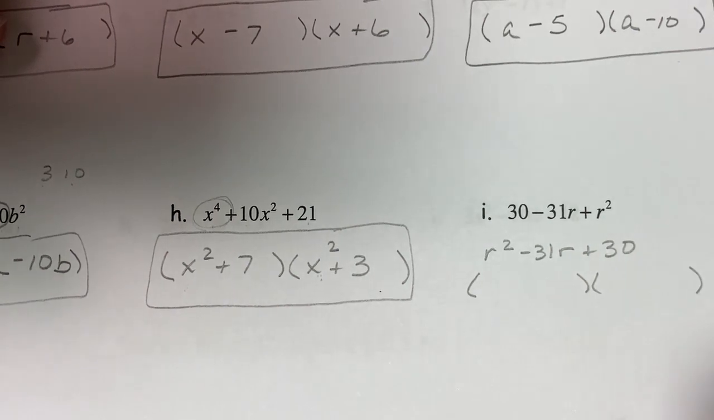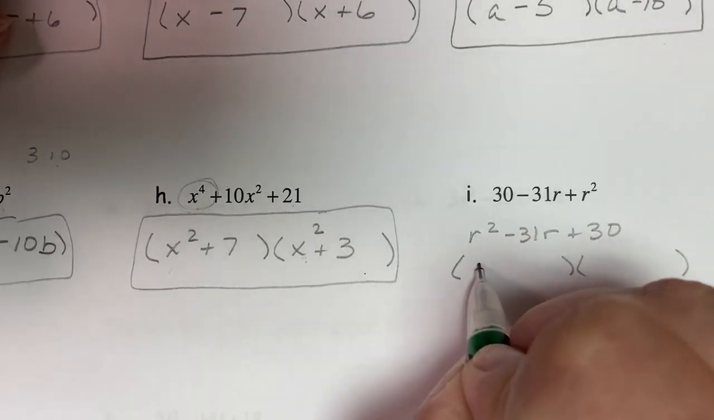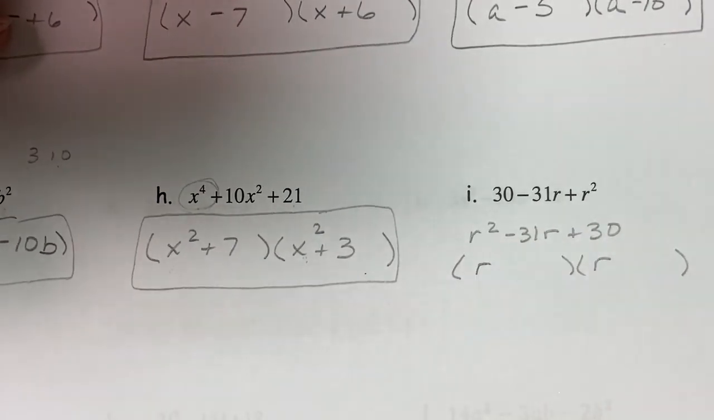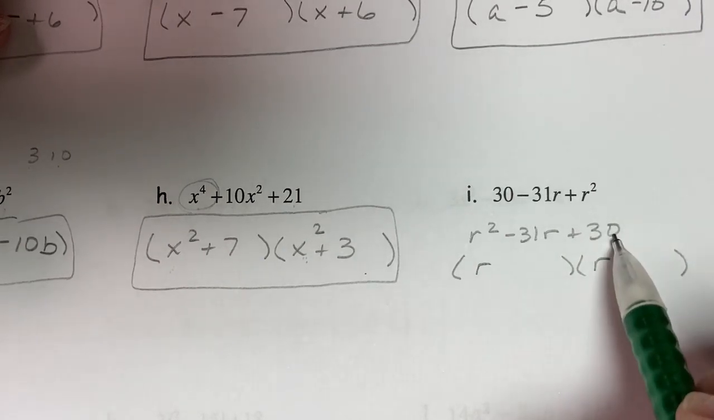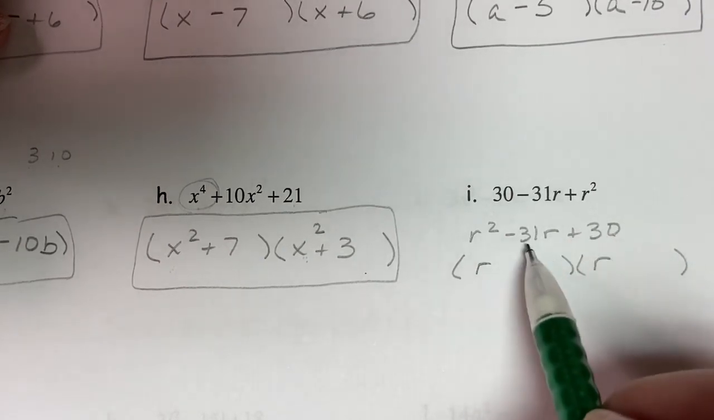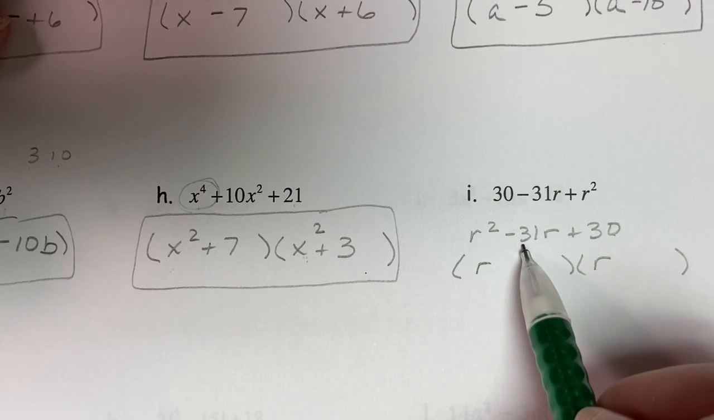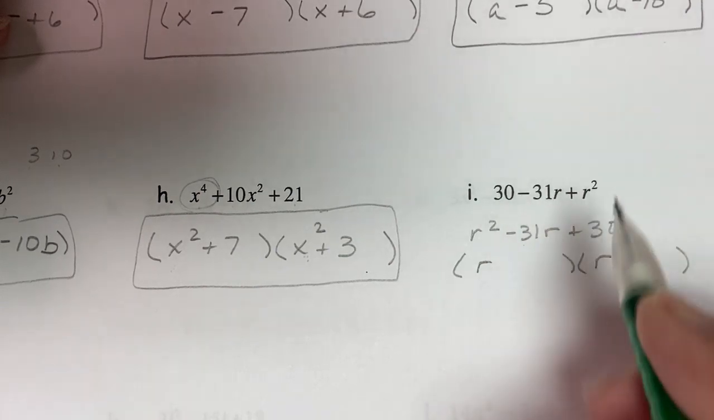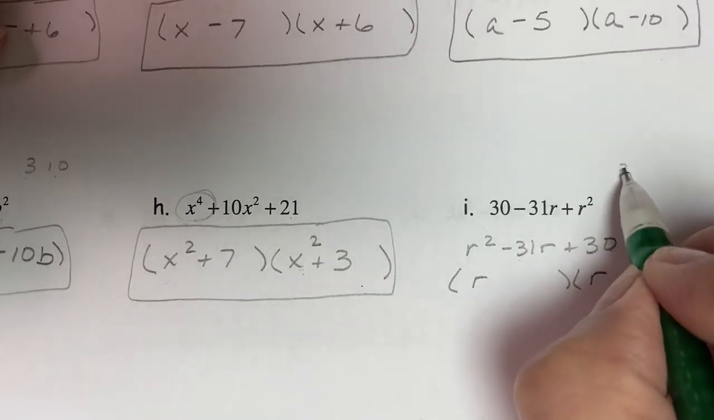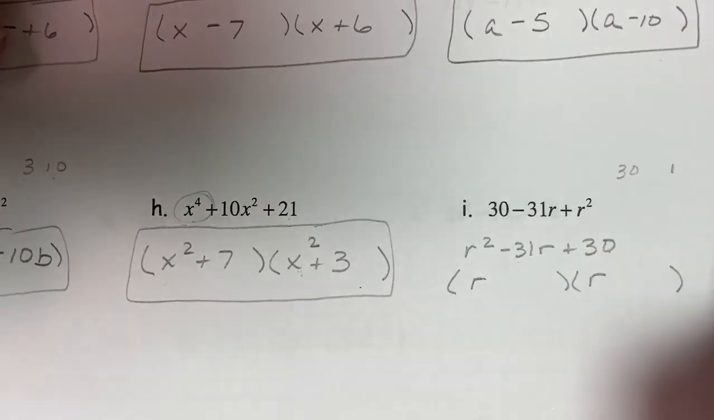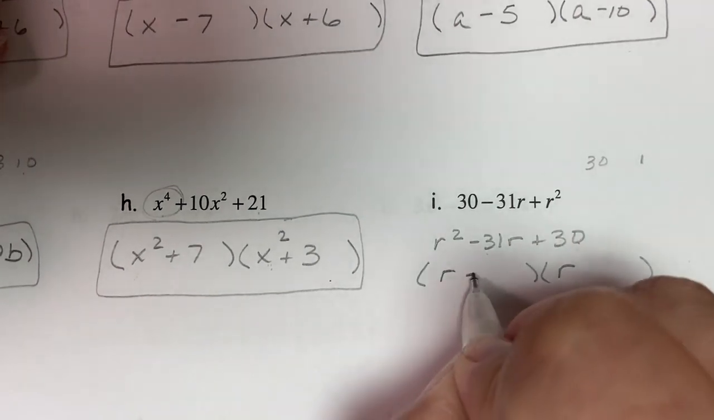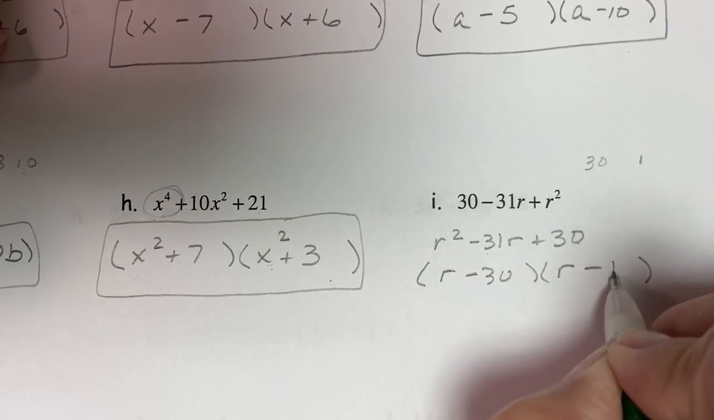Okay, so we're going to put down two sets of parentheses. Obviously, we're going to have r and r. Now, we need to multiply two numbers together to get positive 30, but add them together to get negative 31. So they're both going to have to be negative, and you can see that they have to be 30 and 1. So negative 30 and a negative 1.